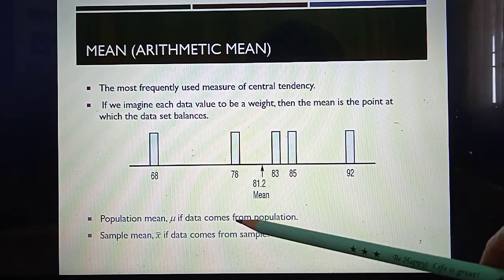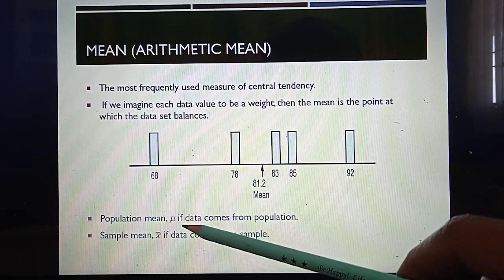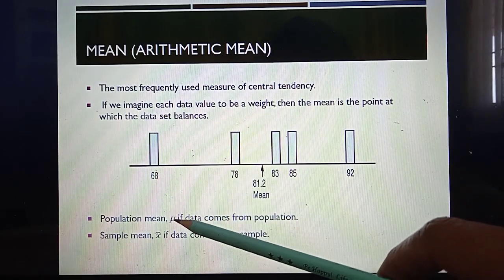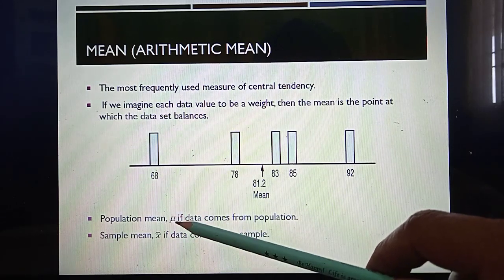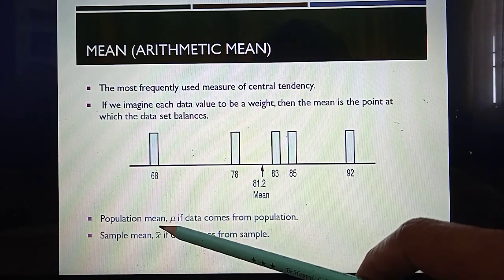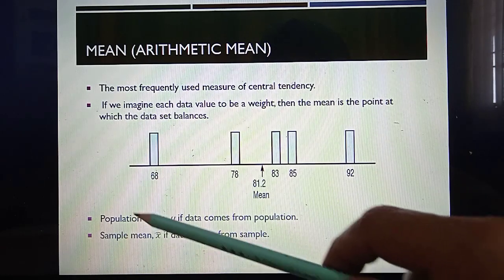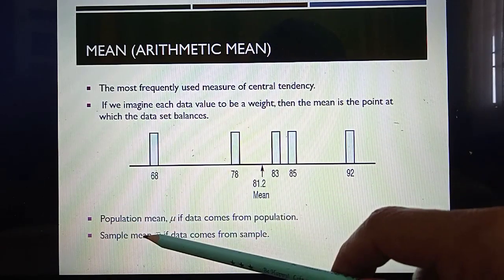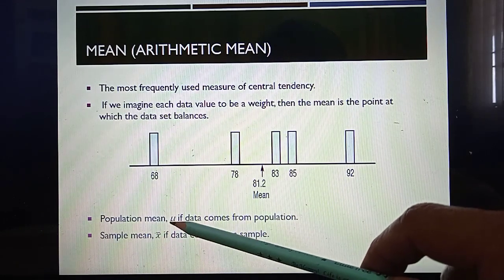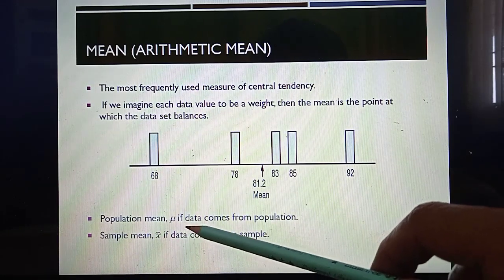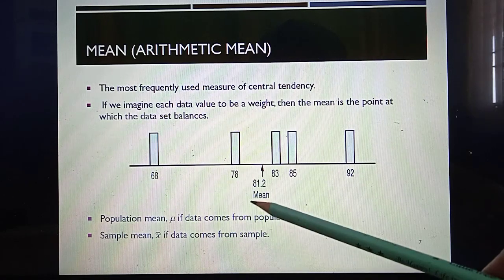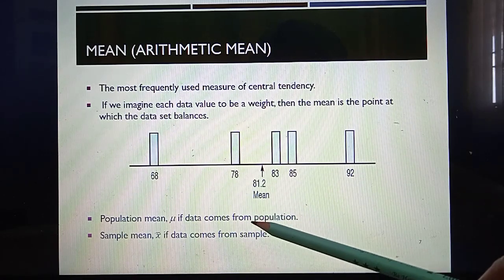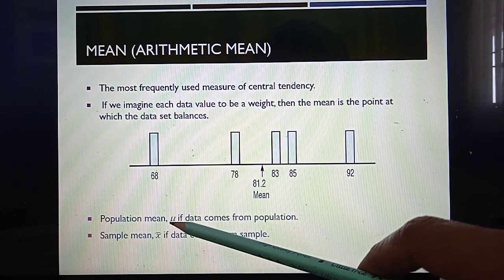Okay, for mean there are two types of mean, which give us different symbols or notations. Population mean is given by mu. Population means that the average of data from the population itself. So that will be given by the symbol mu. If data comes from the population, where we take data from our study population, we sum all the data from the population and divide by the number of the population, which gives the mean with symbol mu.